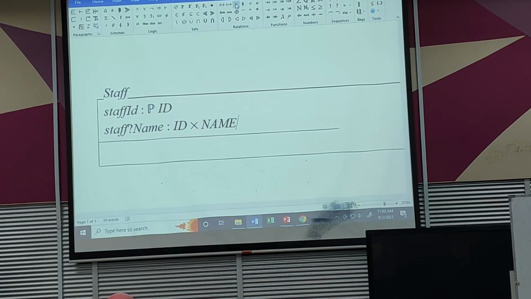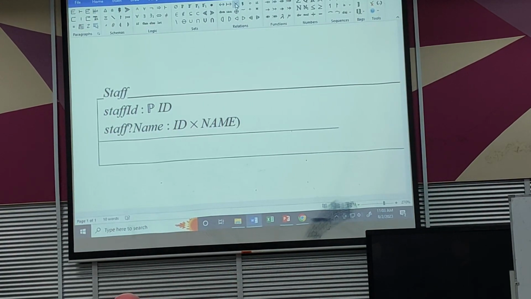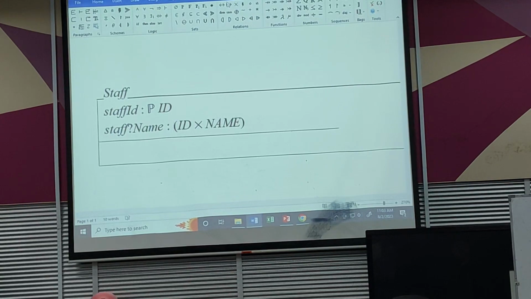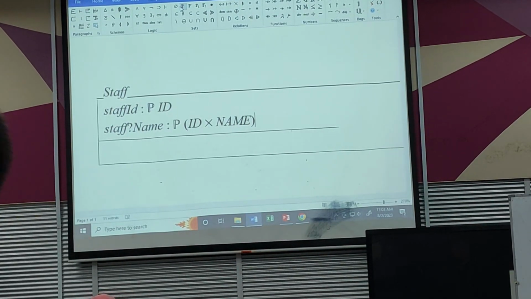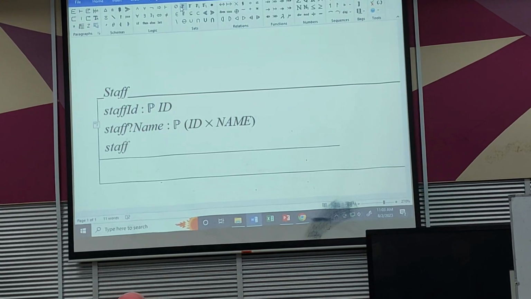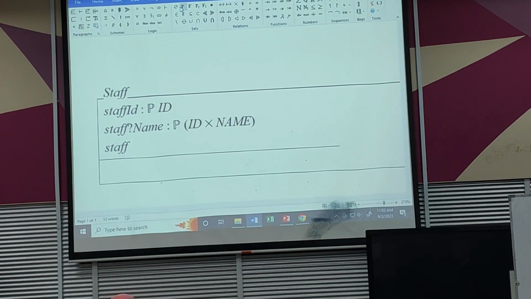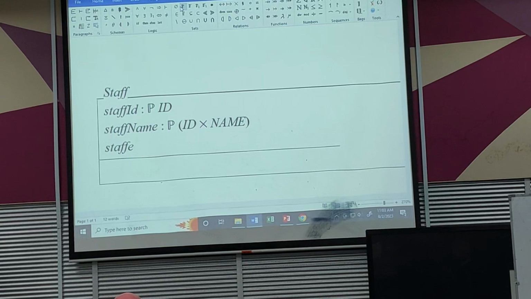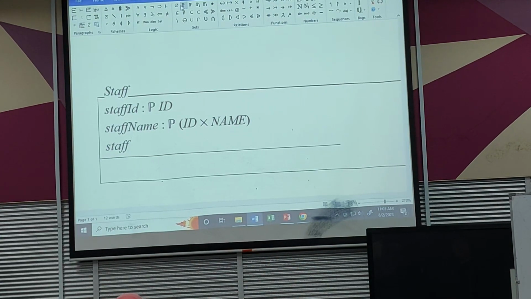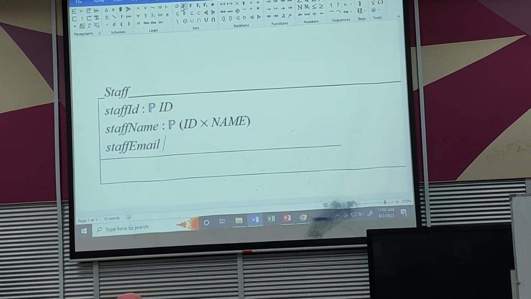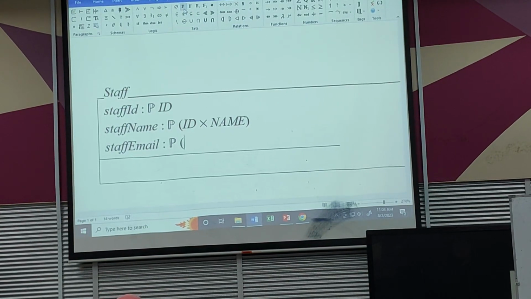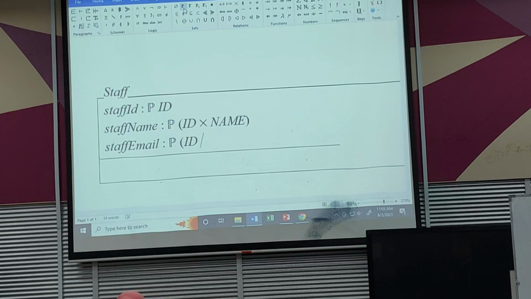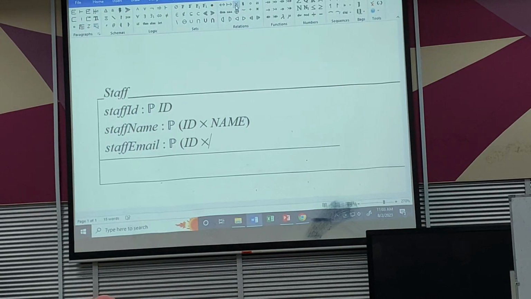Power set. There may be another one, which is email. For example, staff email, power set of ID, Cartesian product to email.